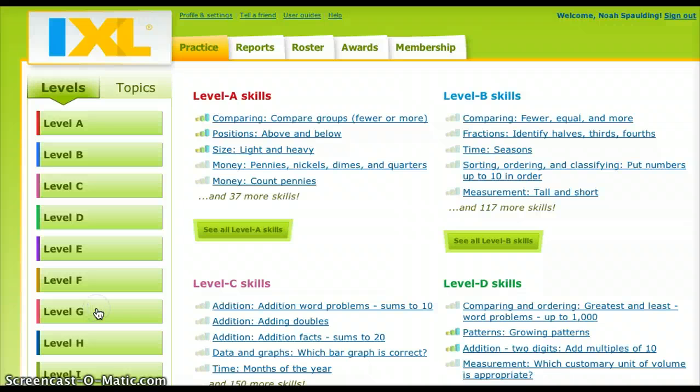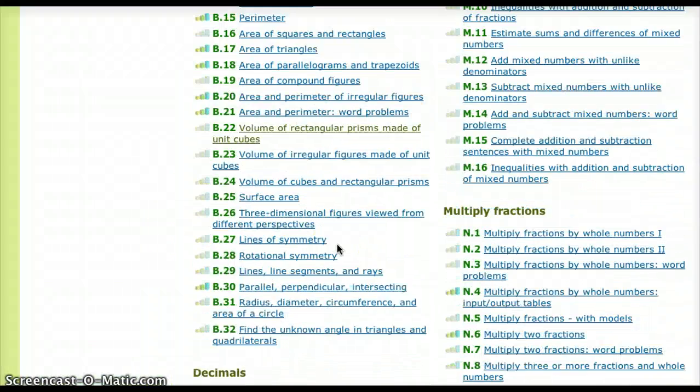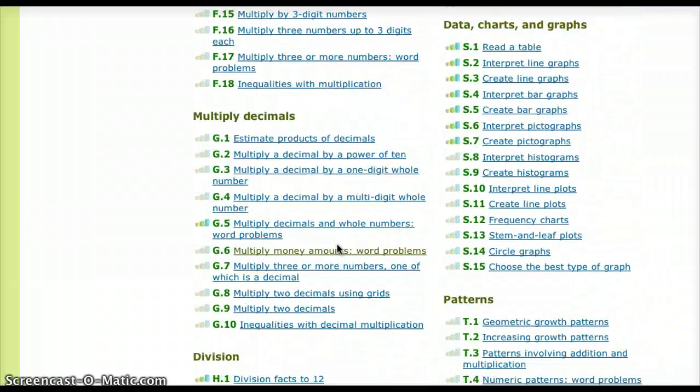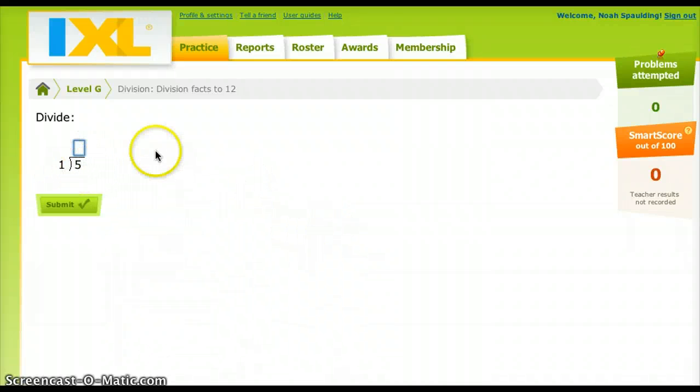Level G, and it is H1. H1 is just the divisible facts. So this says 5 divided by 1. You can think in terms of what number times 1 would give me 5? In this case, obviously, it is 5 times 1.